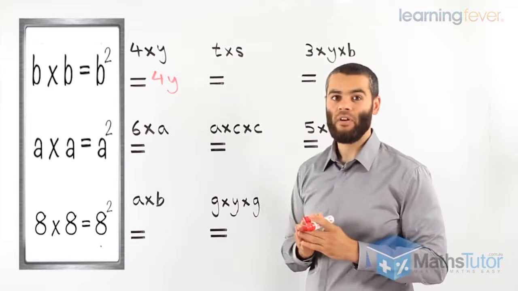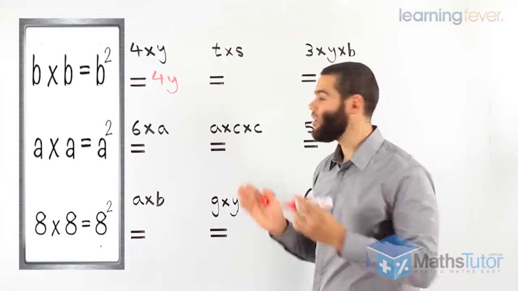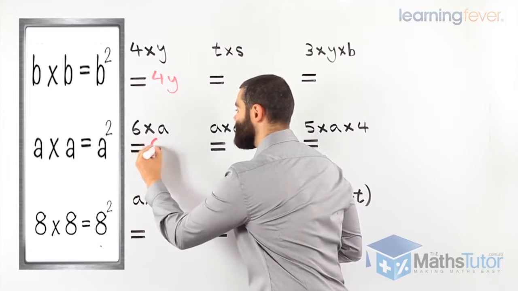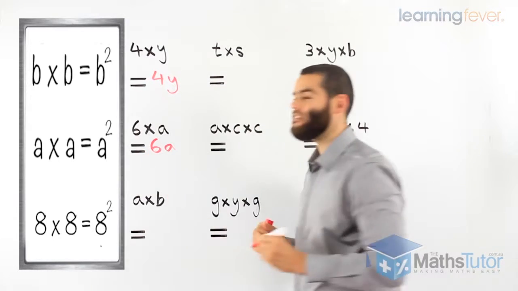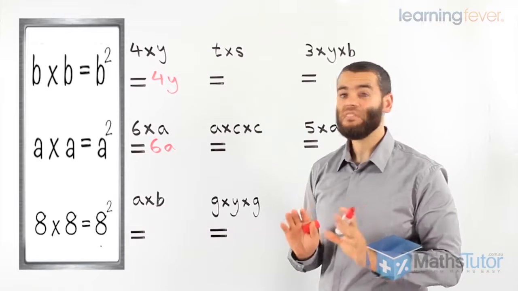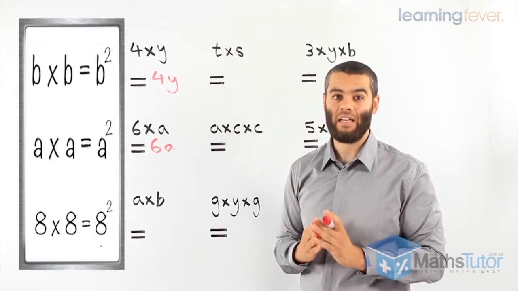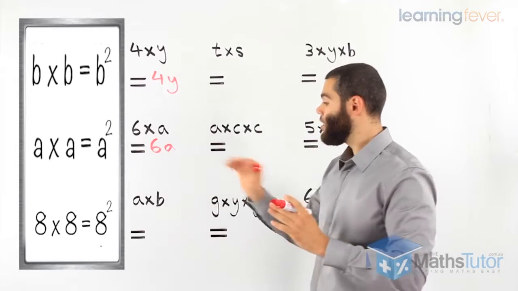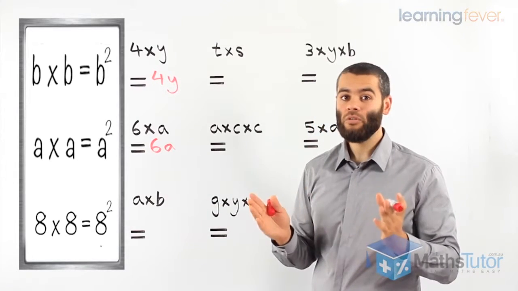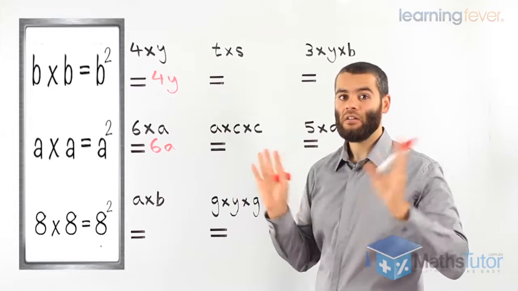6 times a. How do we write it? Simple rule. We just get rid of the multiplication sign. 6 times a is the same as 6a. So whenever you see 6a, you know straight away it means 6 times a. A times b. What do we do? The multiplication sign. See you later.